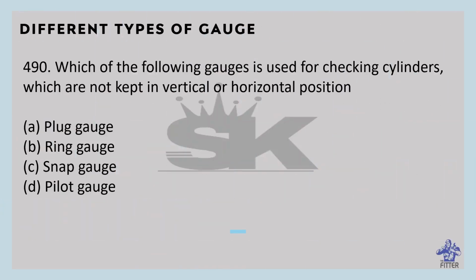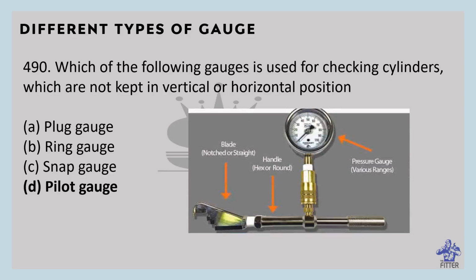Which of the following gauges is used for checking cylinders which are not kept in a vertical or horizontal position? So that is the pilot gauge. You can see here the pilot gauge is used for checking cylinders not kept in a vertical or horizontal position. These readings allow pilots to gauge airspeed and altitude and have various applications in other equipment. The tubes are usually beneath the cockpit on the front fuselage.